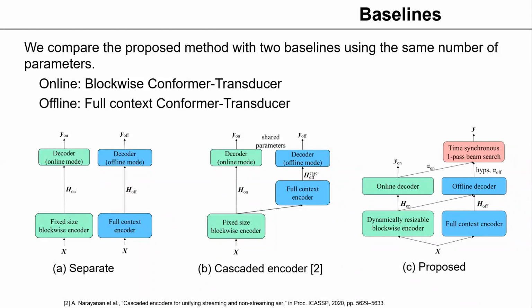And we also compared the proposed method with two baselines using the same number of parameters. The first baseline is the separate model, which consists of a separate online transducer and a separate offline transducer, which are trained separately. And the second baseline is the cascaded encoder, which I explained in the introduction.